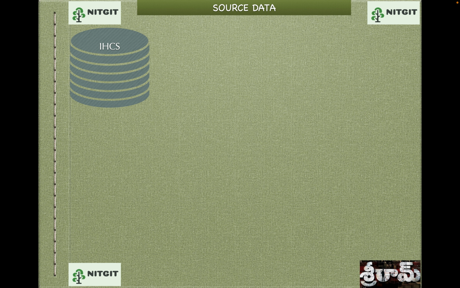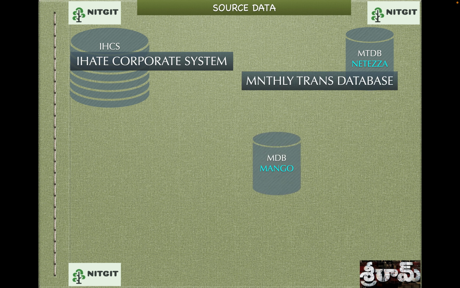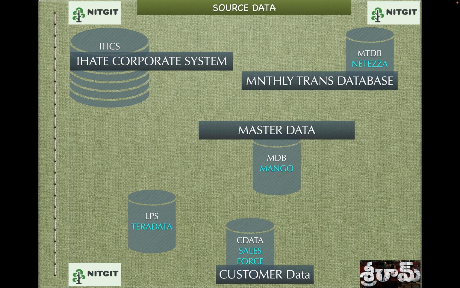So how does this enterprise data warehouse get the data? What is the source data for this? The first one is the I Hate Corporate system, which is the base system for I Hate Corporate. All the data must be present in the I Hate Corporate system. That is the central system or mainframe systems we have. After that, we deal with the monthly transaction database, Netezza, and the Mongo database for master data management, and customer data from Salesforce, and the loan processing system, that is Teradata.